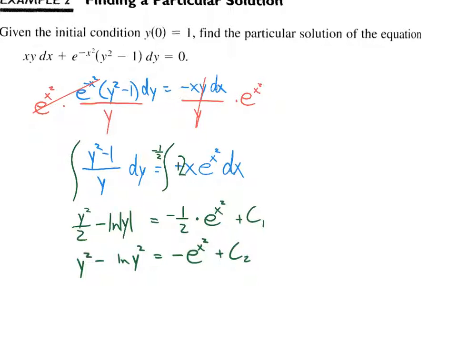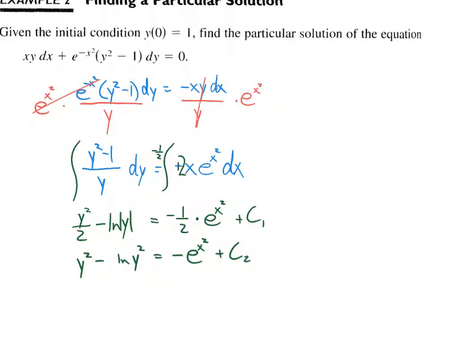Now, at this point, actually getting y equals is not possible because this is not a function. This is some kind of a relation here, but when you have that y squared in there, you're dealing with something that's not a function. So you don't necessarily have to get it all the way down to y equals something, but we should go ahead and figure out what our constant is.